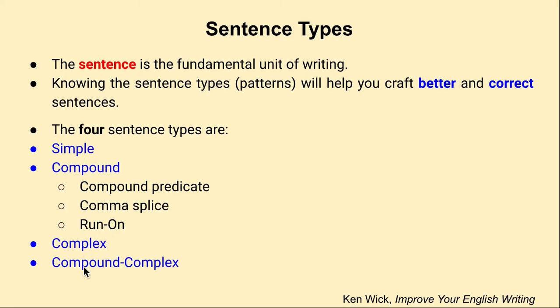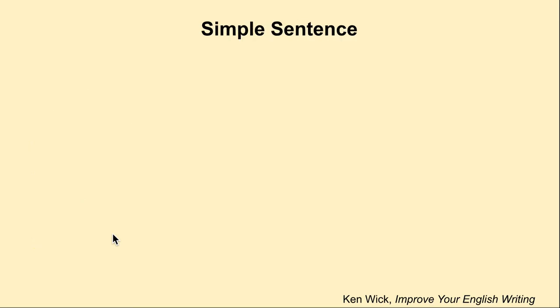So the ones in blue are the actual 4 sentence types, and under compound, I'm going to cover some specific variations on this compound sentence type. One which is correct, compound predicate, but these other 2, comma splice and run-on, are not proper sentences, but I will cover them. So, a simple sentence.